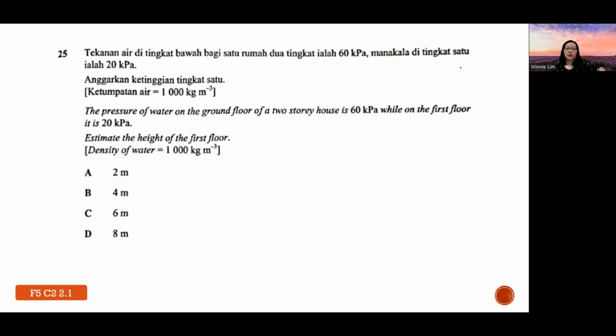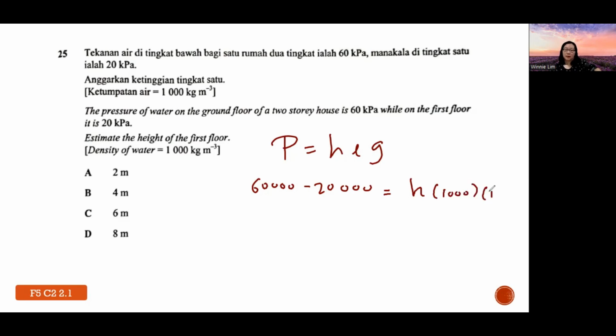25. The pressure of water on the ground floor of a two-story house is 60 kilopascal, while on the first floor is 20. Estimate the height of the first floor. Okay, so they're using the liquid pressure idea. Liquid pressure is h rho g. So what is the difference in pressure between the ground floor and the first floor? You are using 60,000 minus 20,000. And then h is what you want to find. The rho is 1,000 and g is 10, or 9.8 is more accurate.